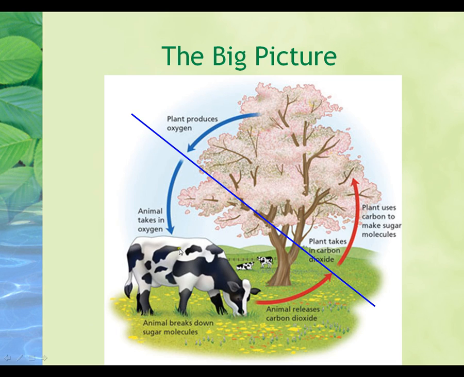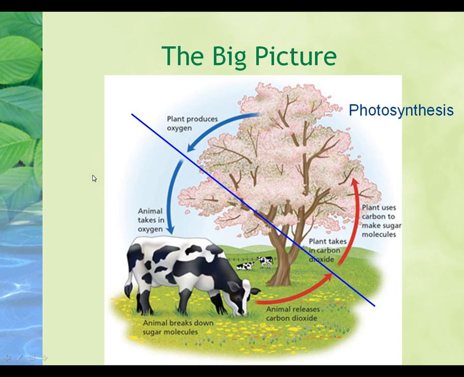So even though we draw this diagram and we say plants do photosynthesis and animals do cellular respiration, that's a little bit incorrect because these plants must do cellular respiration as well in order to generate the ATP they need from the carbohydrates they make.